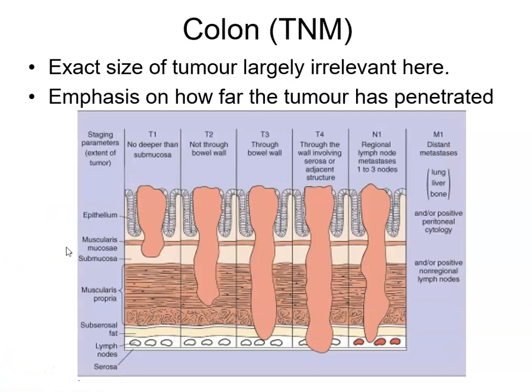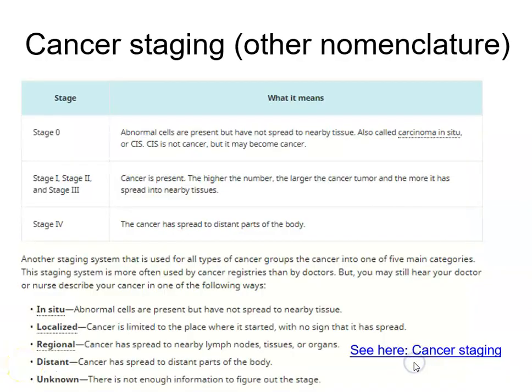Other tumour-specific staging systems include all of the gynecological cancers, so cervical, endometrial. They come under the FIGO staging system, which I may well cover in a later lecture. And there's also more generic staging that you'll hear about, and what most people know is that stage 4 is not good. So if you click on this link here, this is a link to the National Cancer Institute in America, which is where this is from.